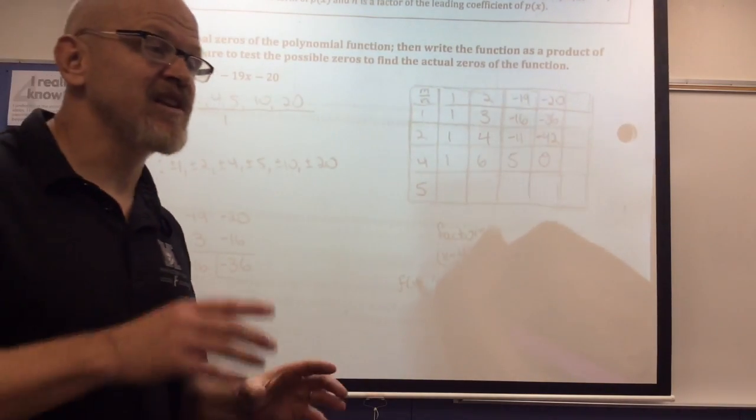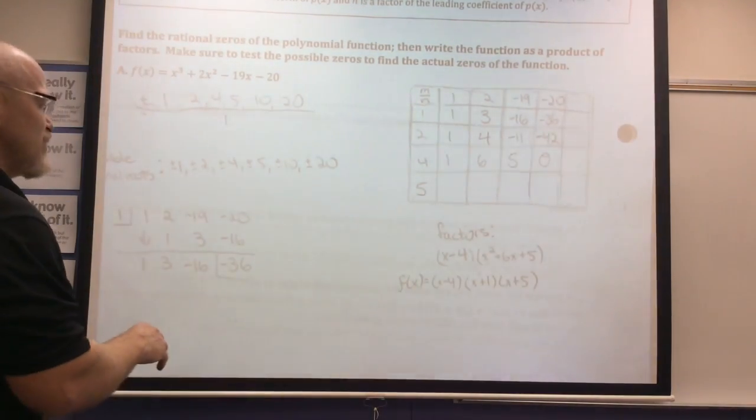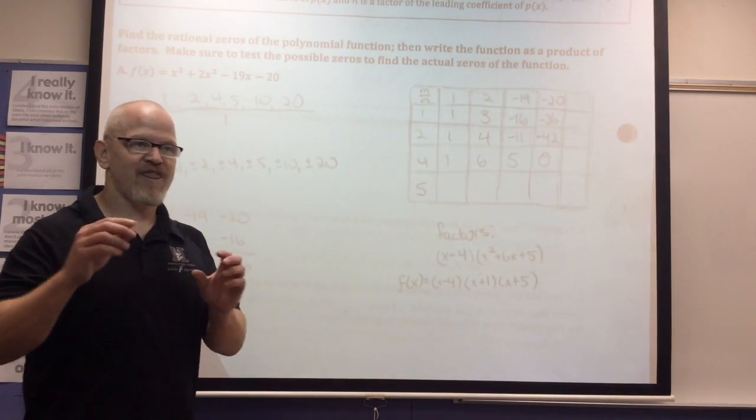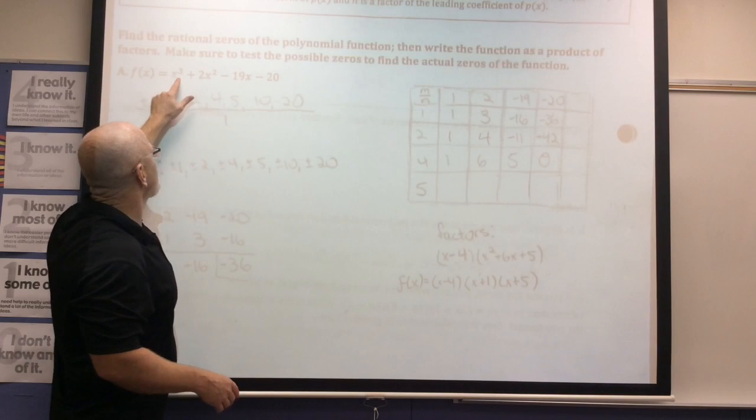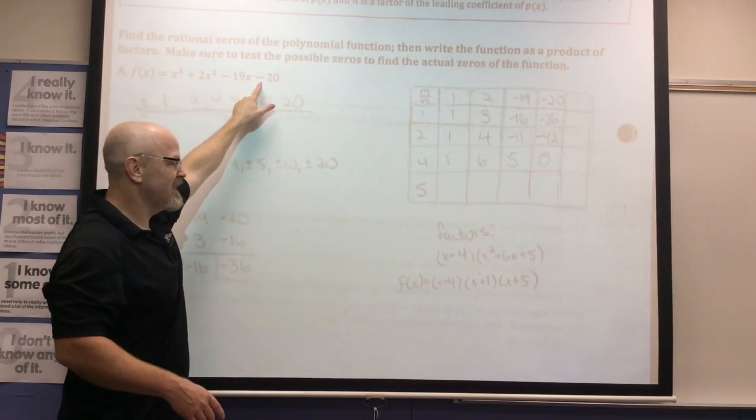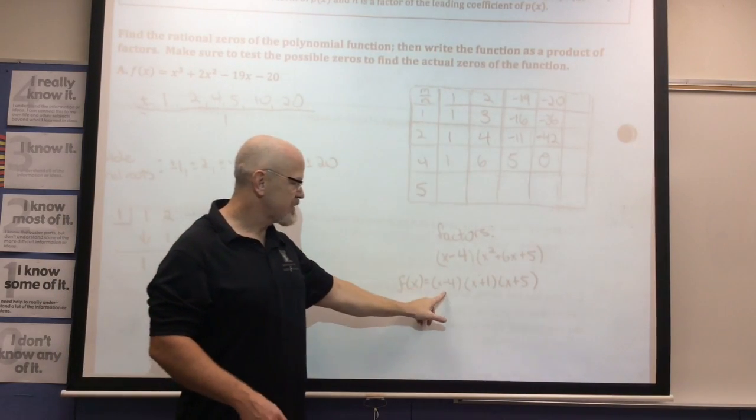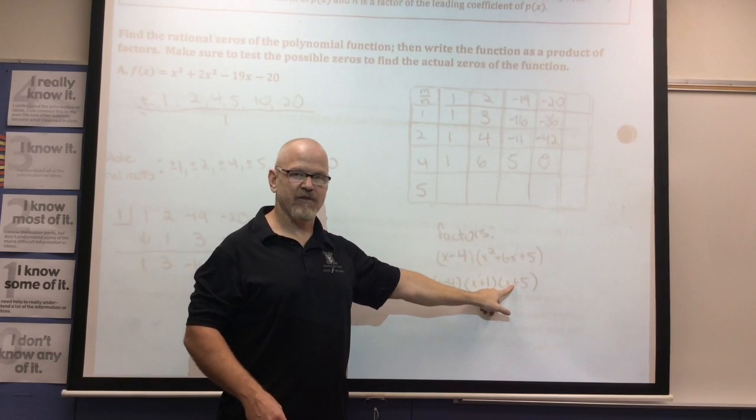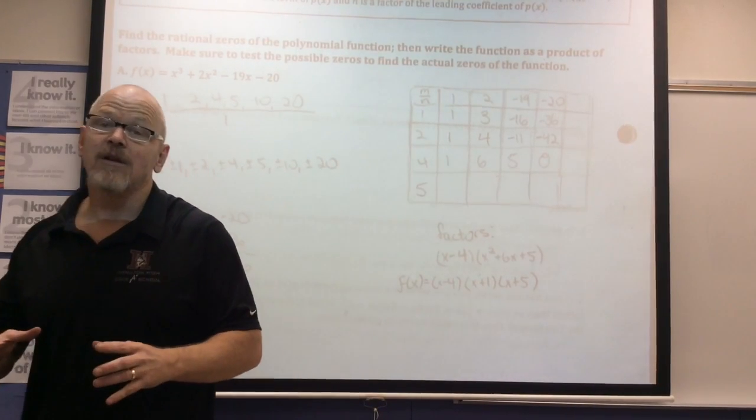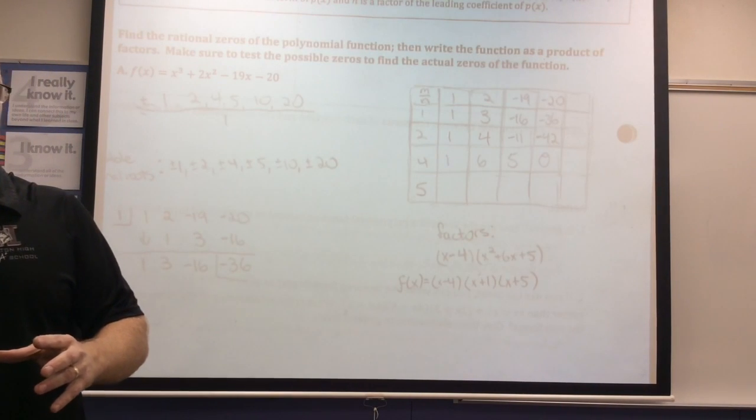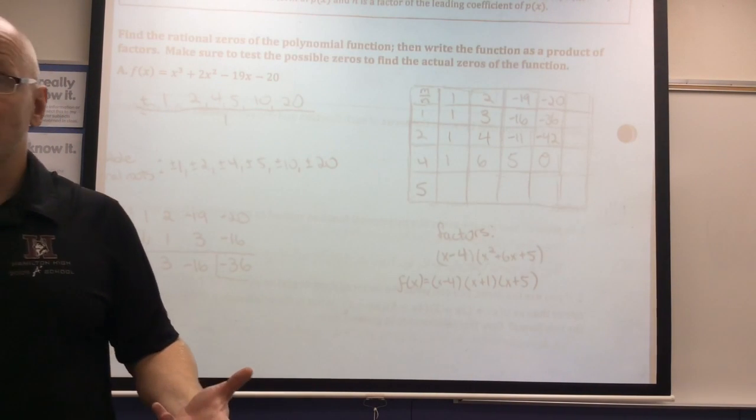So here's what we did. Listen to the words. We used the rational root theorem to factor x cubed plus 2x squared minus 19x minus 20 into x minus 4, x plus 1, and x plus 5. Now you've just factored your first higher degree polynomial, without being given a factor to start off with.